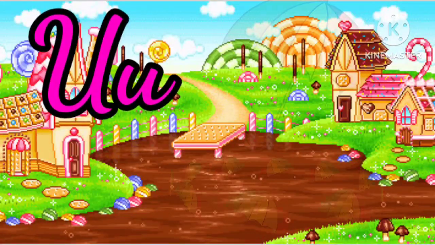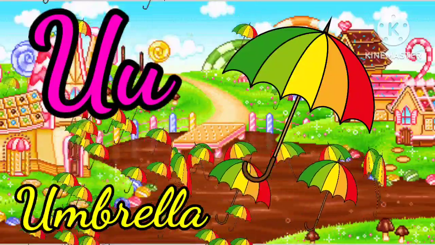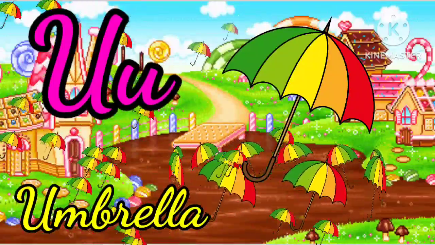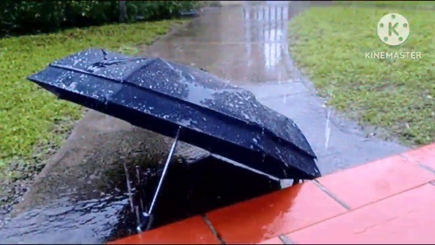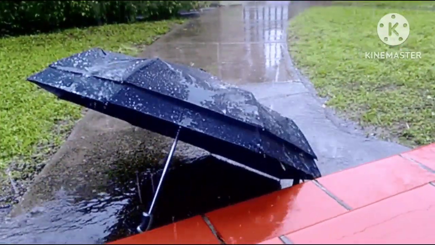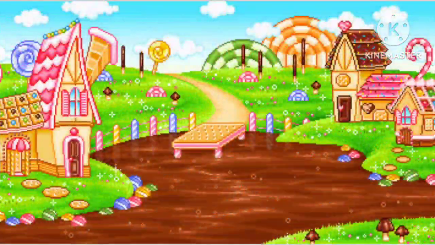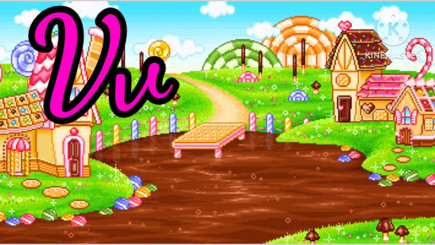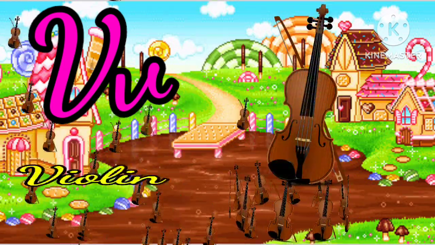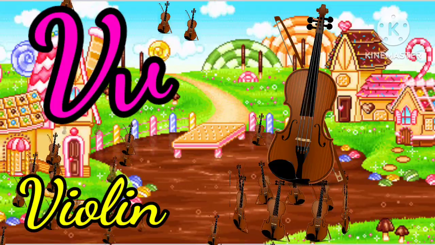U. U is for umbrella. V. V is for violin.